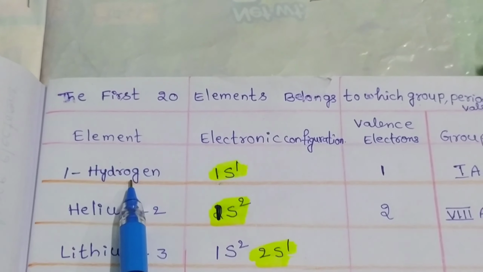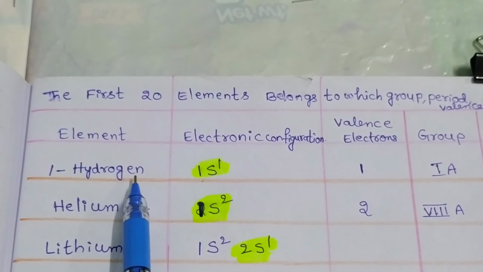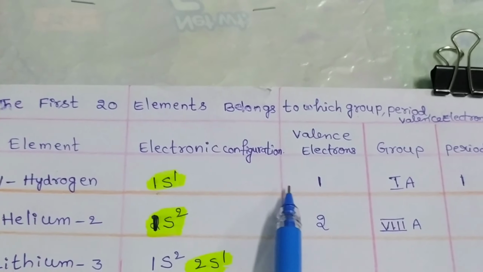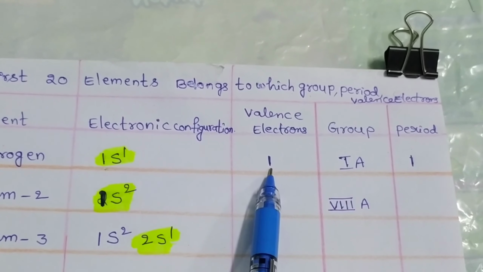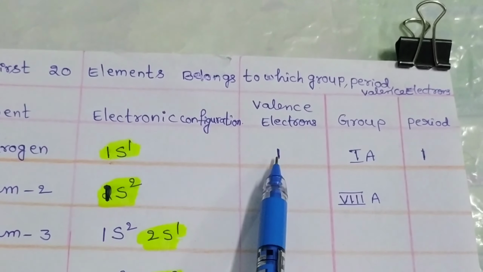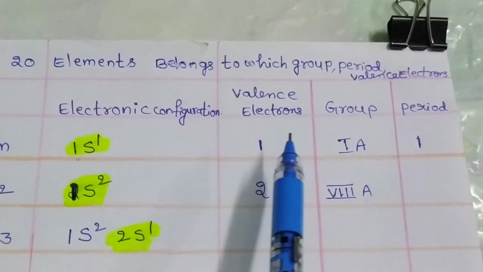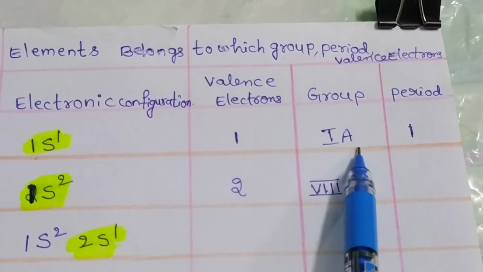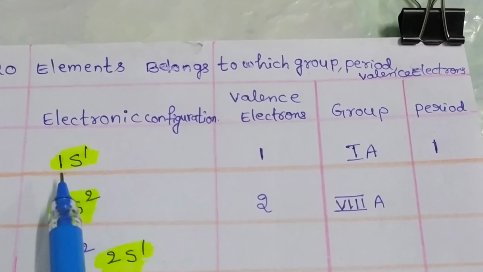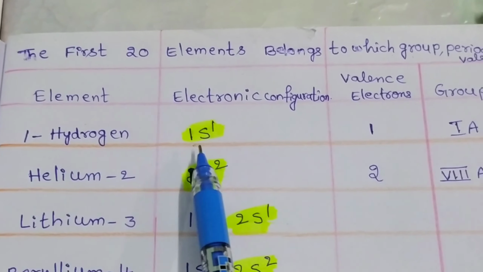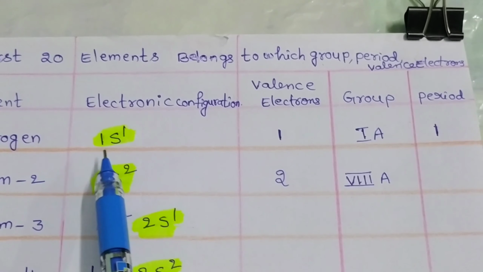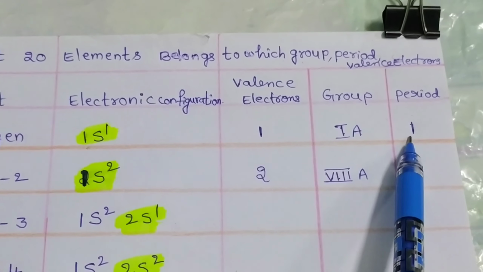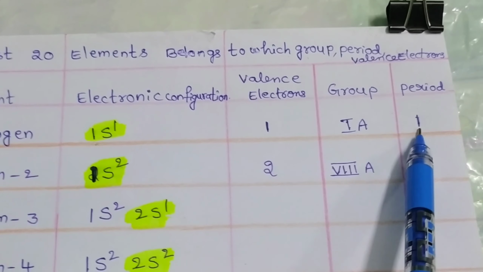First element is hydrogen. Its atomic number is 1. Its electronic configuration is 1s1. So it contains 1 valency electron. Here the number of valency electrons is equal to its group number. So hydrogen belongs to first A group, and the outermost orbit of hydrogen is 1. The outermost orbit gives the period number. So hydrogen is present in the first period.